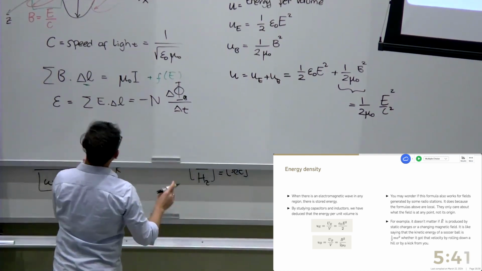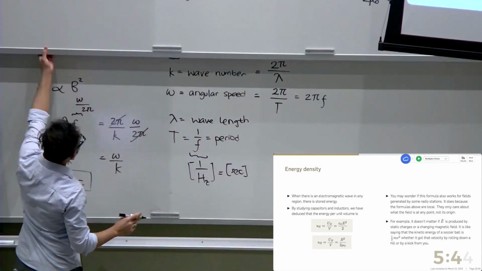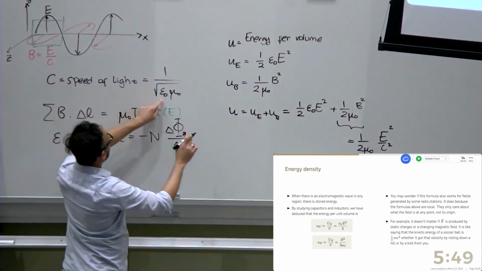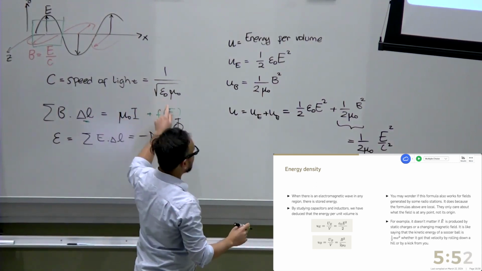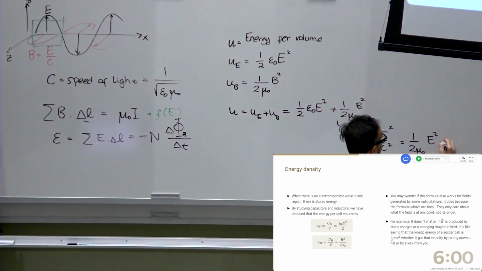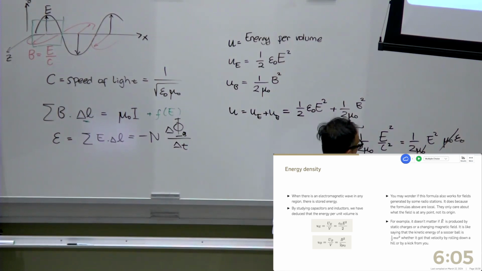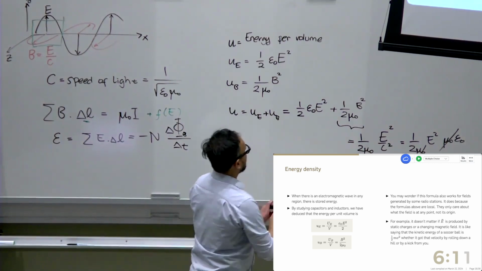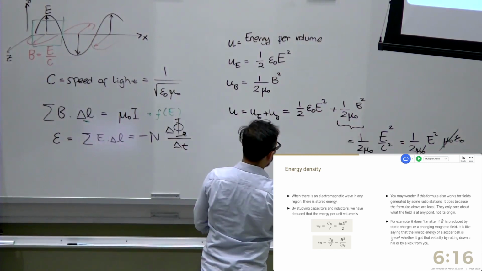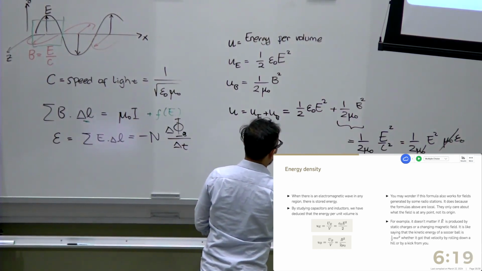So, what is C squared? C squared is this one, right? C squared is 1/mu naught times epsilon naught. So this one is equal to 1/2 mu naught times epsilon naught E squared over... so this cancels. So this one is equal to 1/2 epsilon naught E squared. So the sum of these two expressions is epsilon naught E squared.